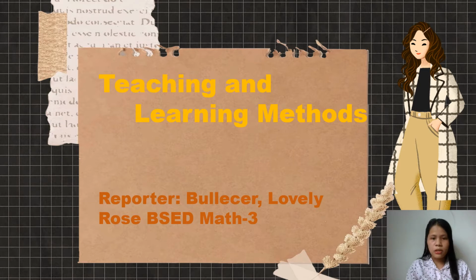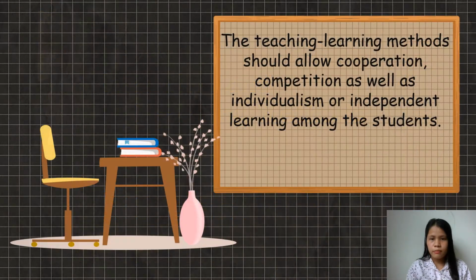My topic today is about teaching and learning methods. This is the continuation report of Jumel Rojo. And first, let us identify what teaching and learning methods are. The teaching learning method should allow cooperation, competition, as well as individualism or independent learning among the students.